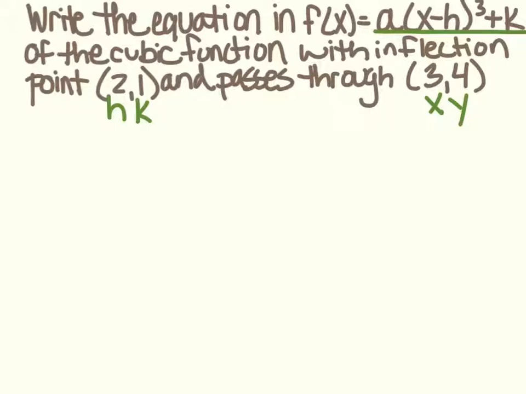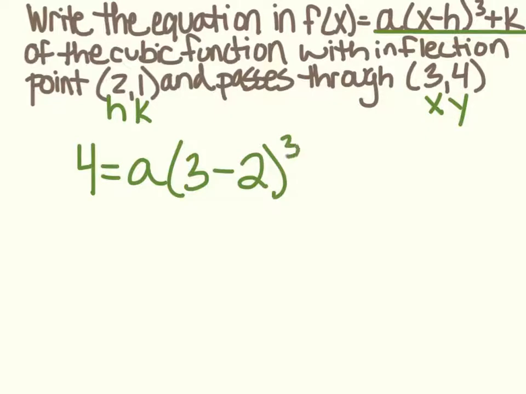So if we plug in a 4 for y, we don't know a, 3 for x, a 2 for h, cubed, can't forget to cube it, plus k, so plus 1. Then we have 4 equals a times 3 minus 2 is 1, and 1 cubed is 1. 4 equals a plus 1. That means that 3 equals a.